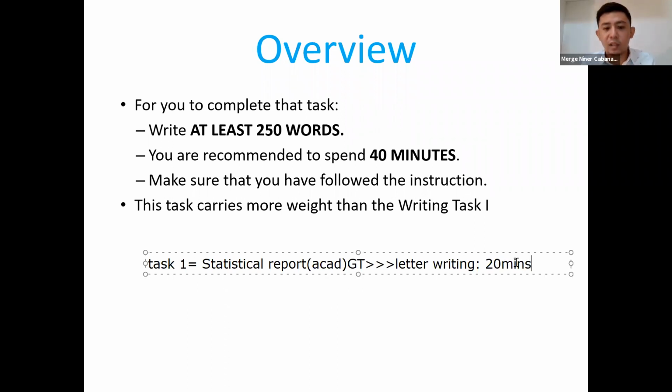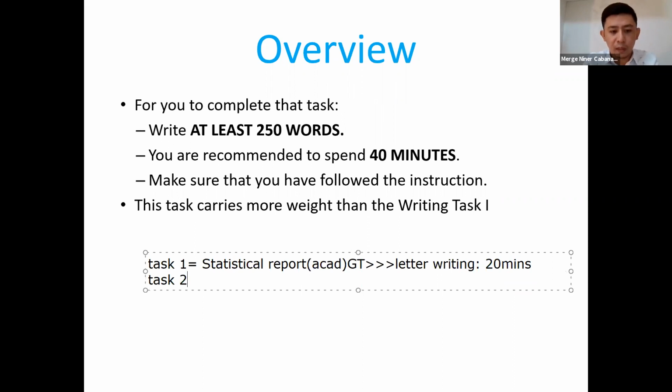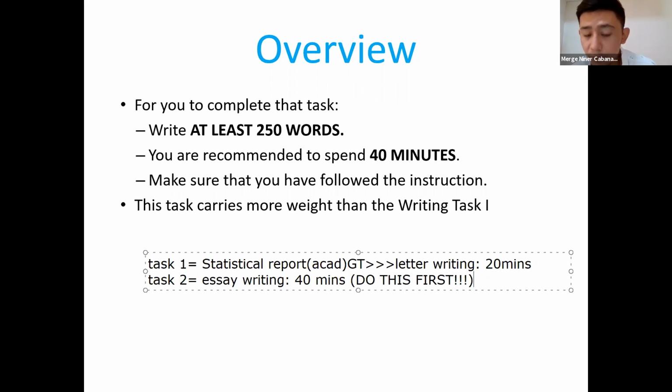Now, if this is your task 1, then your task 2 is essay writing. For essay writing, you will be allotting 40 minutes to finish the test entirely. And we do task 2 first on the actual exam. That is my tip. All right. So on the actual examination, you will get both your task 1 and task 2 instructions. I want you to disregard task 1 and focus on task 2.